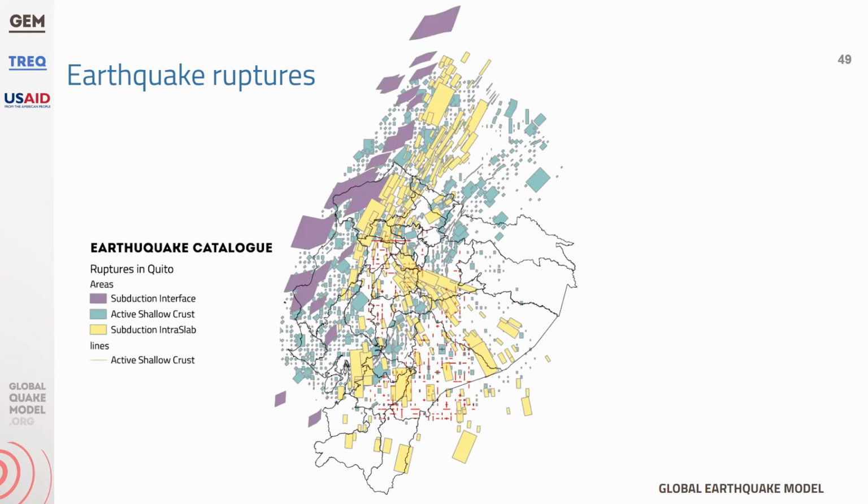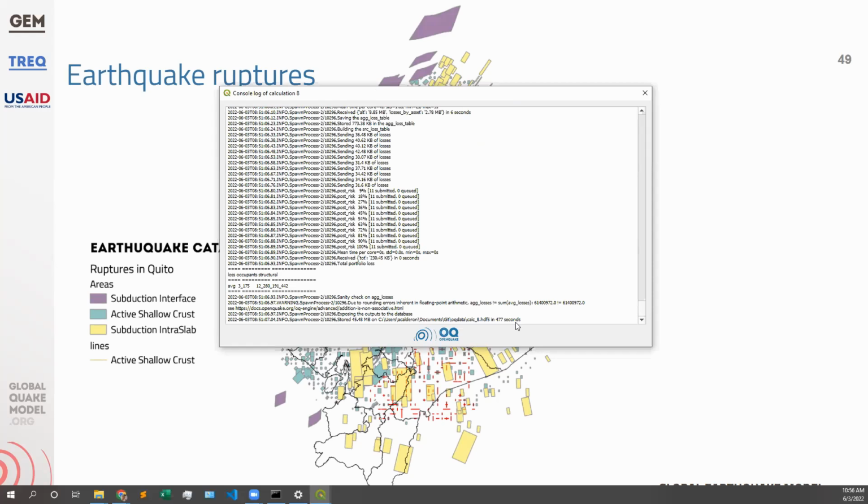What are we going to do today? Right now, you can see I am running an event-based calculation. Actually, I am checking. My calculation already finished. My calculation finished in 477 seconds.